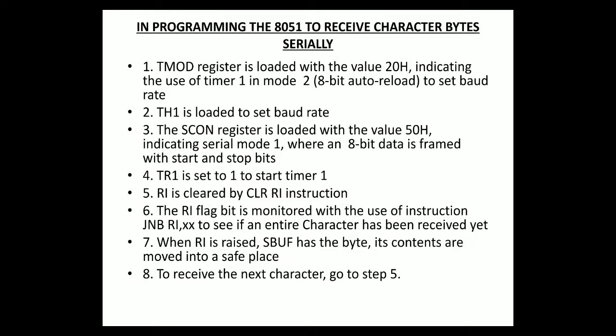Step number 5, RI is cleared by the CLR RI instruction. So you are receiving data serially. The first thing you have to do is clear RI using the CLR RI instruction. Once you clear this RI, then you are ready to receive data. Unless you clear RI, you cannot receive data on the SBUF register. Then how do you monitor this? The RI flag bit is monitored with the use of the instruction JNB RI, label, to see if an entire character has been received or not. To check whether the complete byte is received or not, we use the RI flag.